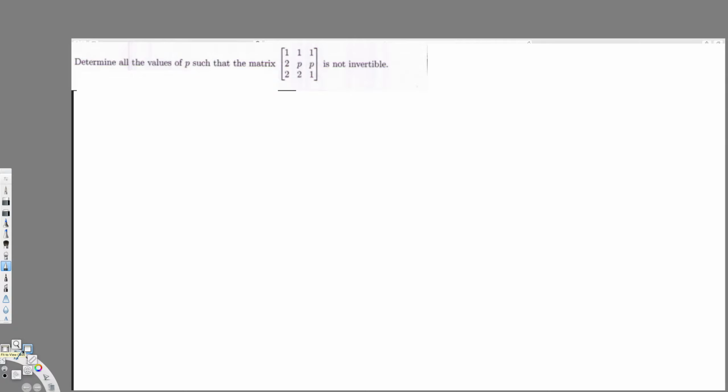Let's do this problem right here. The question is asking: determine all the values of p such that the matrix [1 1 1; 2 p p; 2 2 1] is not invertible.